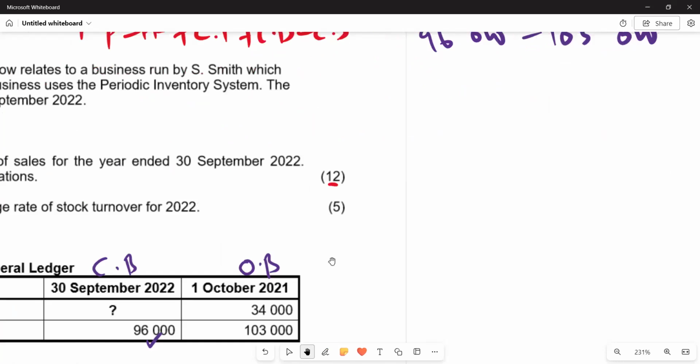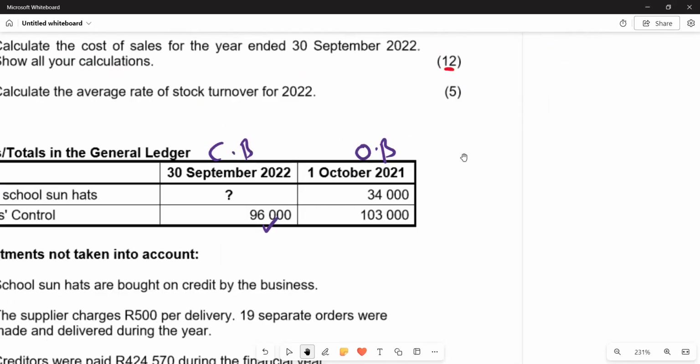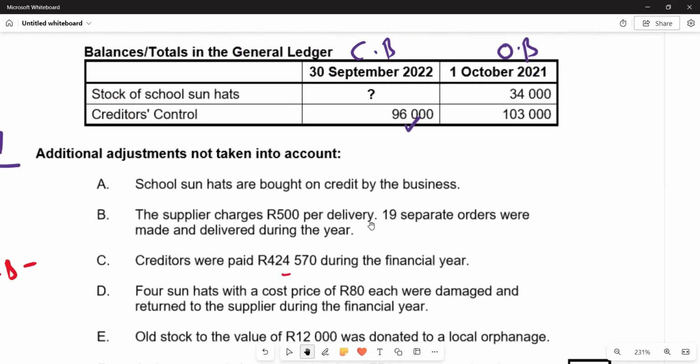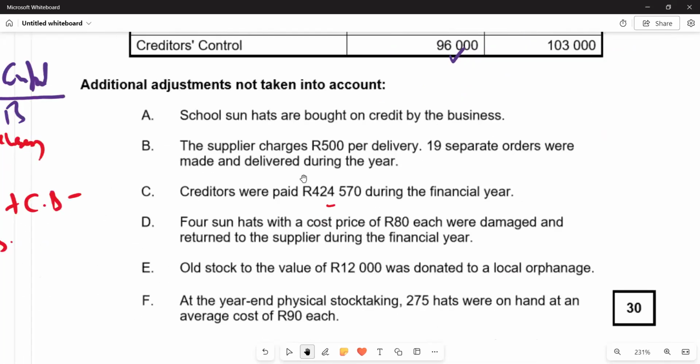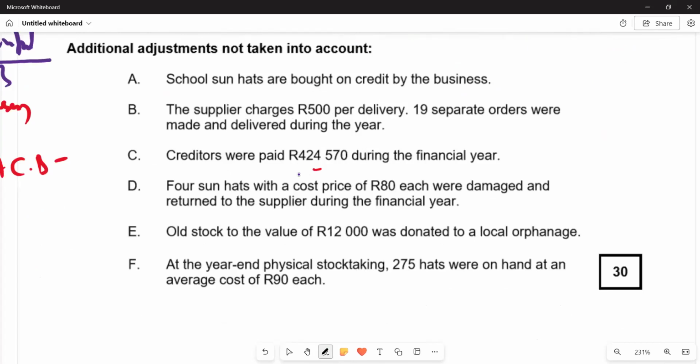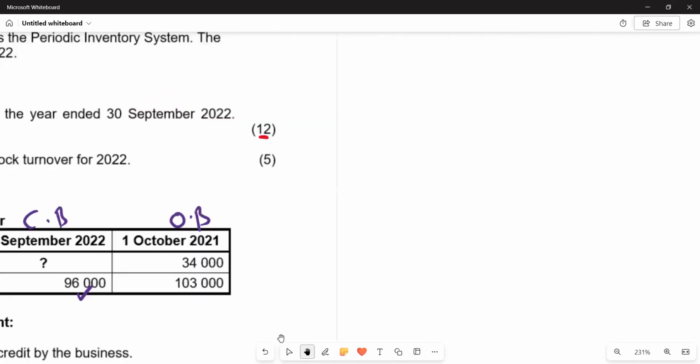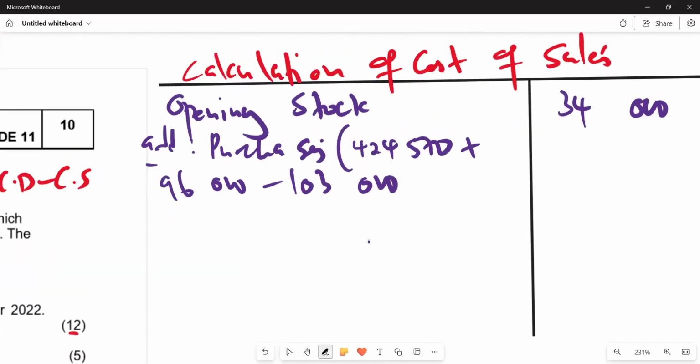And remember, if there are any returns, we are supposed to subtract them. So we can check in the return information if you have got any other returns. We don't have returns there. But here, if you come to E, they're saying old stock to the value of 12,000 was donated to a local orphanage. So which means it's reducing the value that we have for our purchases because these were donated. So we're going to say again minus 12,000. Here, subtract our 12,000.